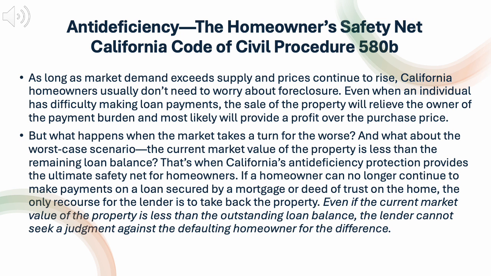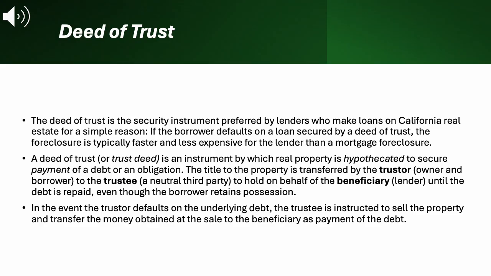If a homeowner can no longer continue to make payments on a loan secured by a mortgage or deed of trust on the home, the only recourse for the lender is to take back the property. Even if the current market value of the property is less than the outstanding loan balance, the lender cannot seek a judgment against the defaulting homeowner for the difference.